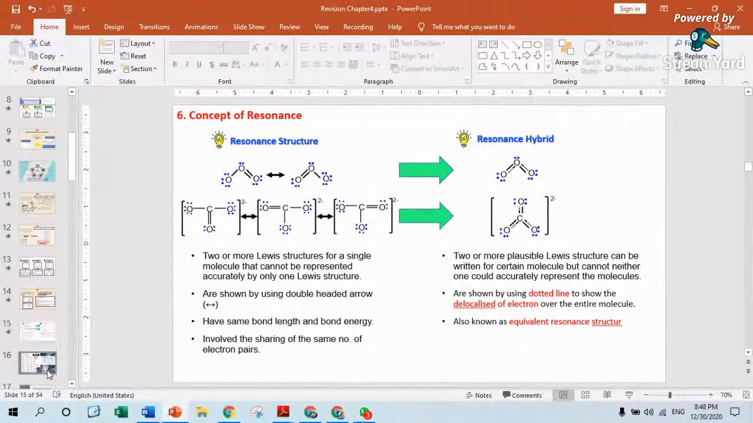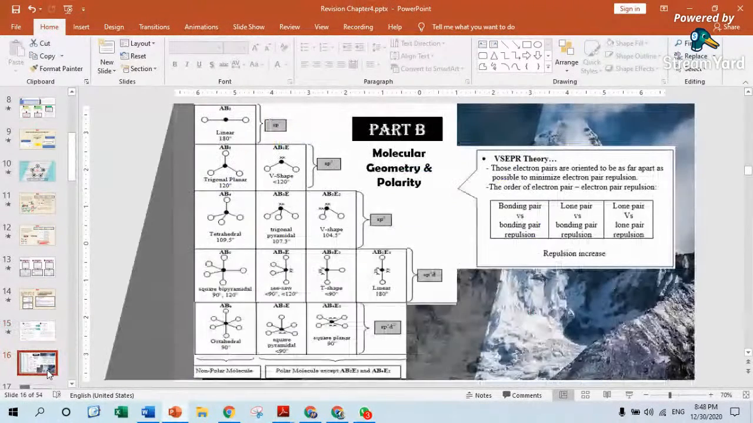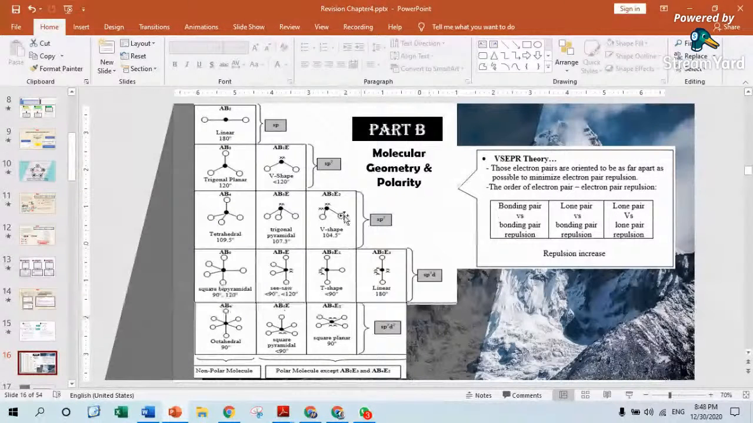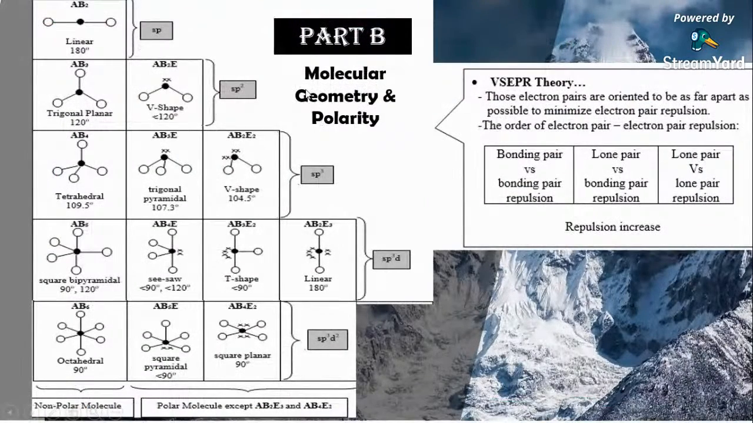Okay, now we go for the second theme, part B, molecular geometry and polarity. If you look at this diagram, you're quite familiar already. AB2 linear and so on. I don't need to talk too much, but when you talk about molecular geometry, you must know the theory. The theory comes from valence shell electron pair repulsion theory.